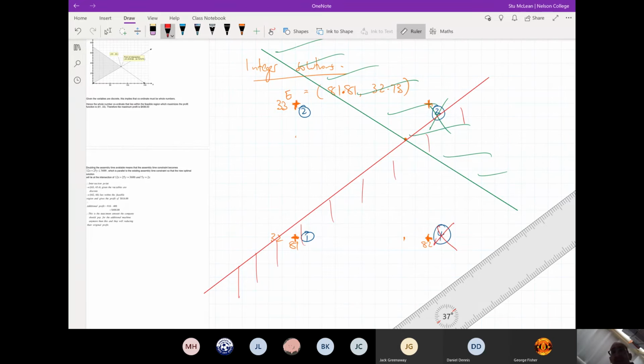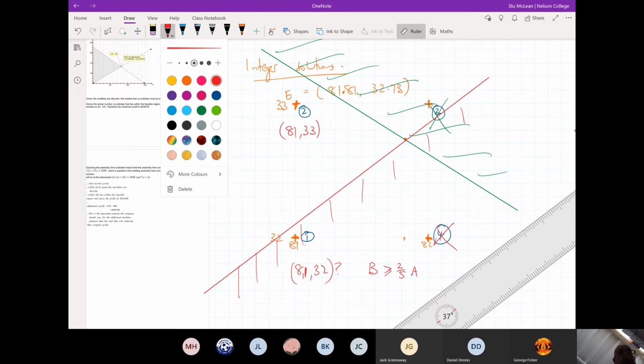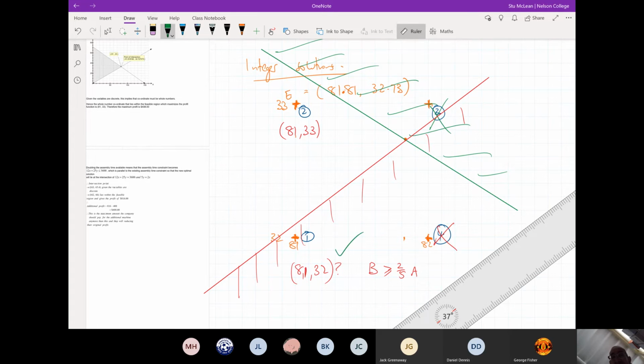We can definitely have the point 81.33. I'm going to check if I can have 81, 32. Can I have that? So our two constraints were B is greater than or equal to 2/5 A. That was the red one that I wanted to check on. It definitely fits the green one, but does it fit the red?